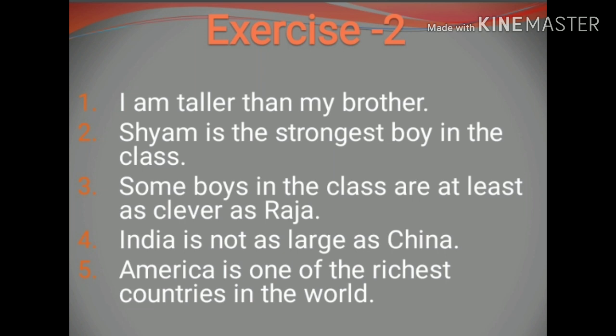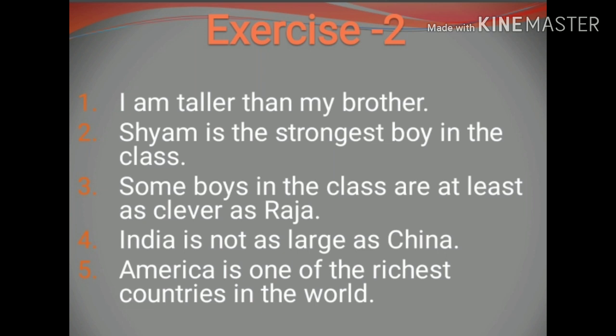Third sentence comes under model number 3. Raja is not the cleverest of all boys in the class is superlative degree. Raja is not cleverer than some other boys in the class is comparative degree. Some boys in the class are at least as clever as Raja is positive degree.